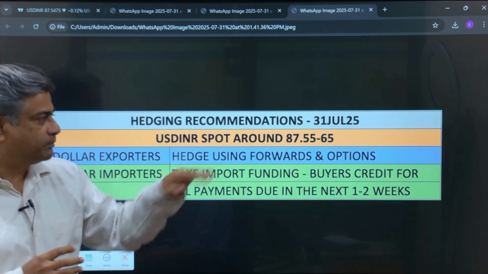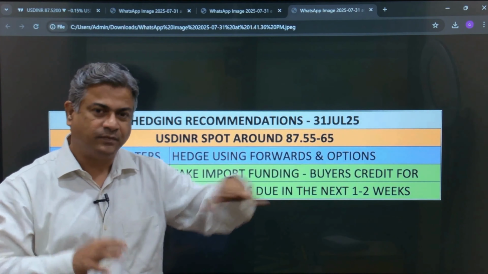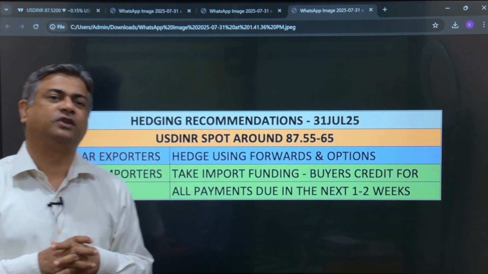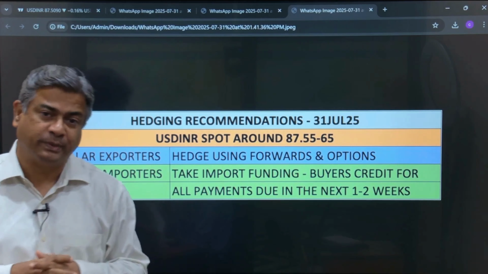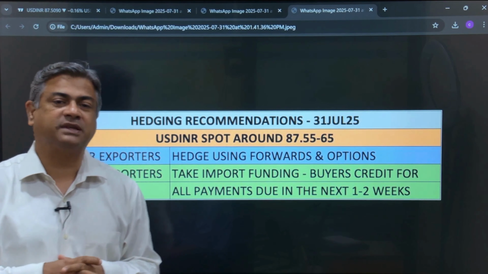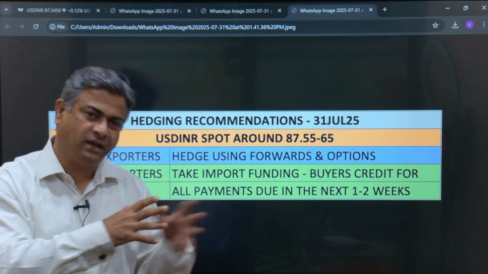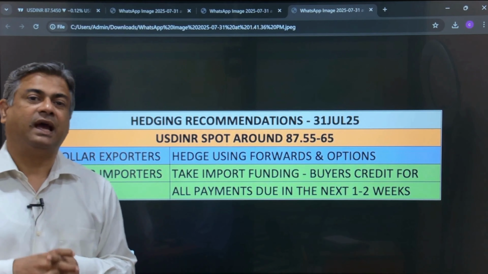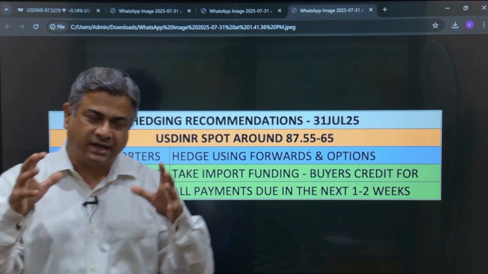Okay. And for exporters, apart from forwards, you can look at options as well. Options are slightly expensive, 40-45 paisa for a month, but again, if the prices have moved up 2 rupees in a month, paying 40-45 paisa is worthwhile. So exporters, please sell using forwards and options, and importers take buyer's credit. Okay, so that is it from my side.